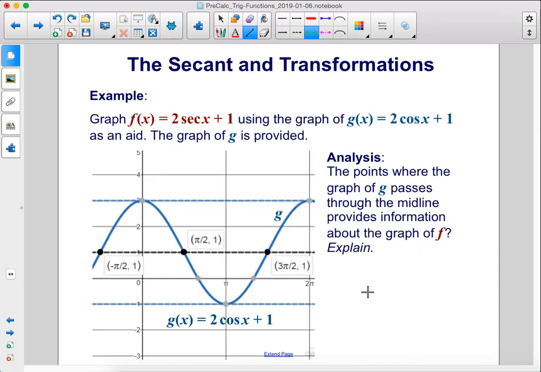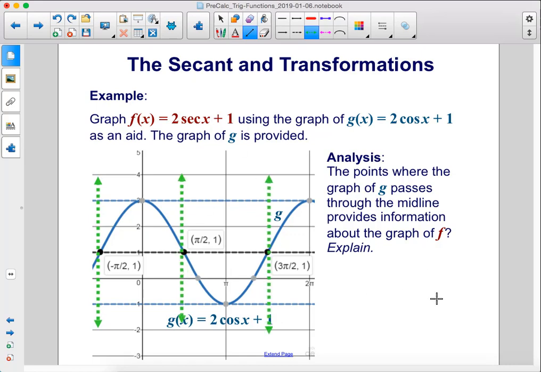Here's an example. Graph f of x equals 2 secant x plus 1 using the graph of g of x equals 2 cosine x plus 1 as an aid. The graph of g is provided. The points where the graph of g passes through the midline provide information about the graph of f? Yes, it does. At these points, that's where there will be vertical asymptotes in the graph of the secant, just like that.